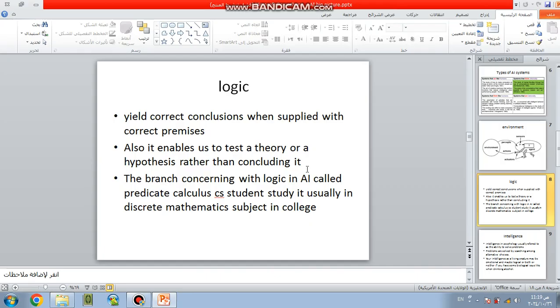The branch concerned with logic in AI is called predicate calculus. Computer science students usually study it in the discrete mathematics subject in college. Okay, that's additional information that's going to be useful for some teenagers or high school students.